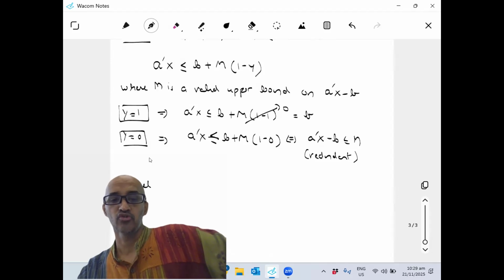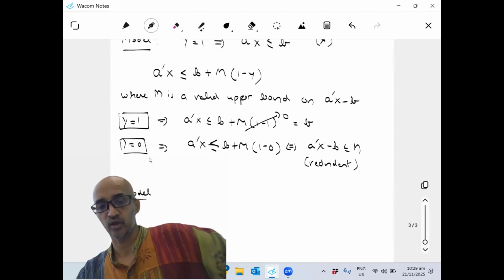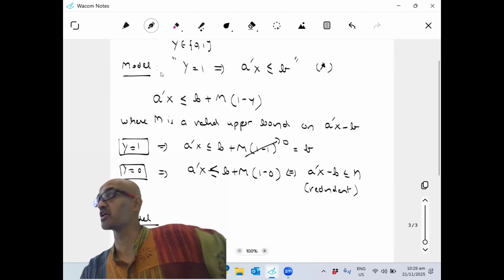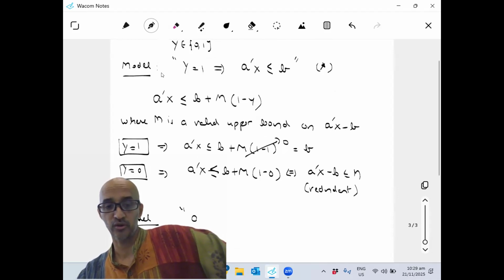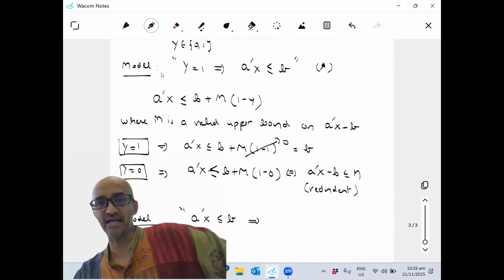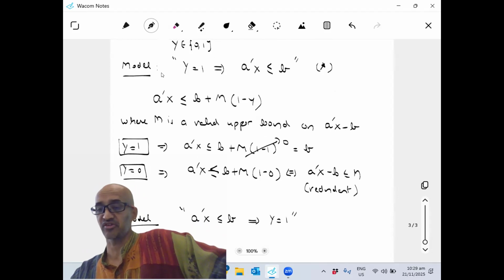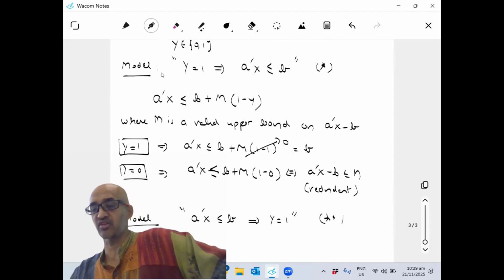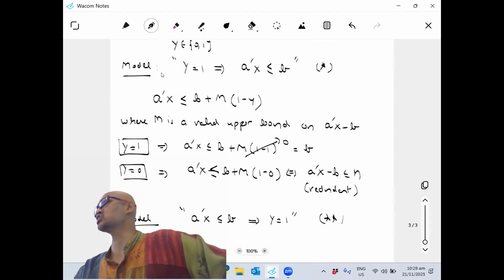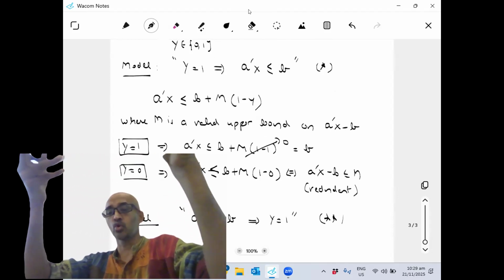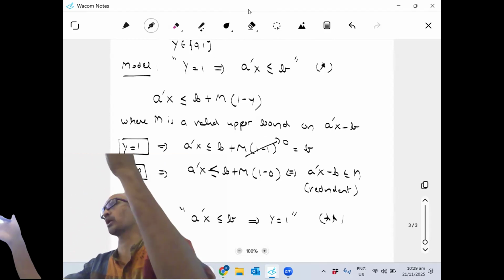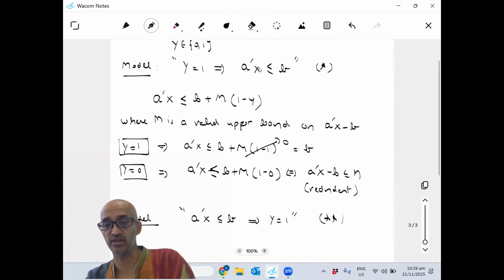But you can also say, I want to do the reverse modeling. So this is modeling in this direction. Suppose I want to model the reverse implication. I want to model the fact that if A transpose x is less than or equal to b, then y is equal to 1. Sometimes you might only have to model this, or sometimes you want to ensure both of these hold. That means every time y is 1, you want A transpose x to satisfy the constraint, so it's basically equivalent to each other. How will you model this?